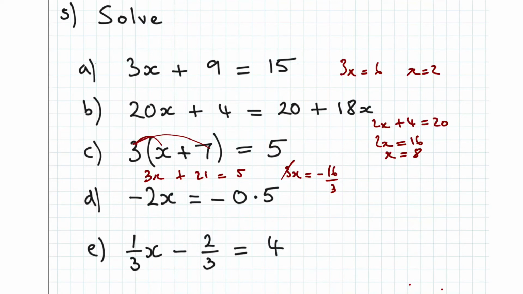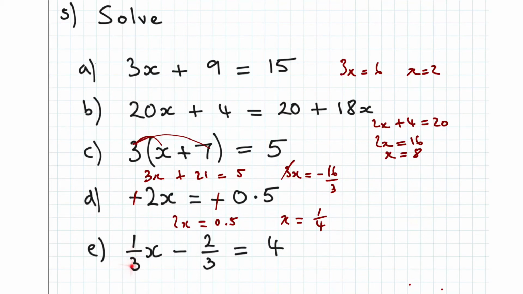Part D caught some of you out. I need to, first of all, just dump my minus signs. They're not in the questions. You can just multiply both sides of the equation by minus 1 and the signs disappear. So I'll just end up with 2x equals 0.5. Now, to solve this problem, you actually need to halve both sides of that equation, and half of a half is a quarter.